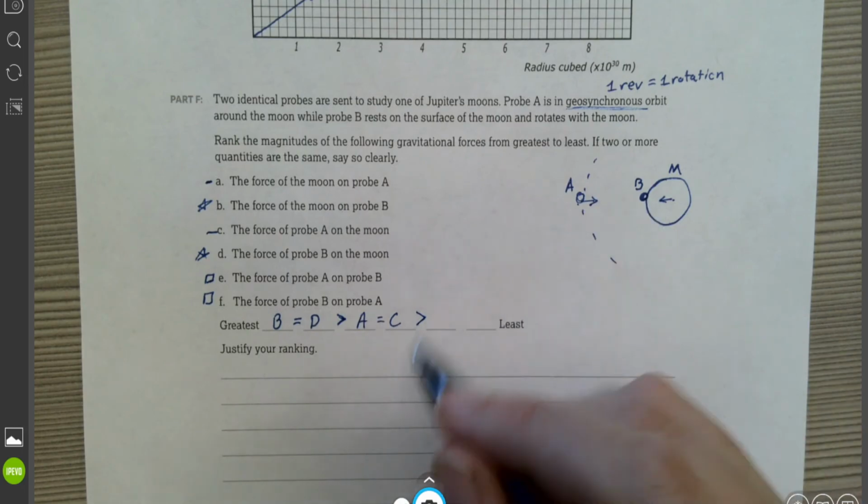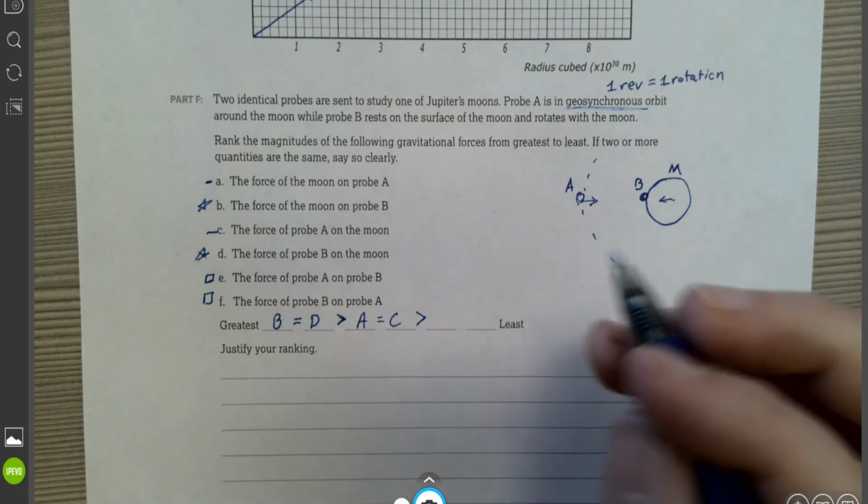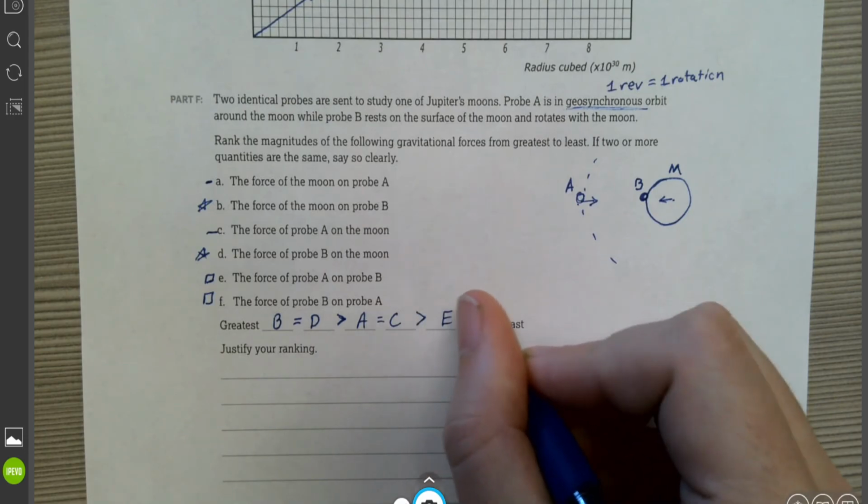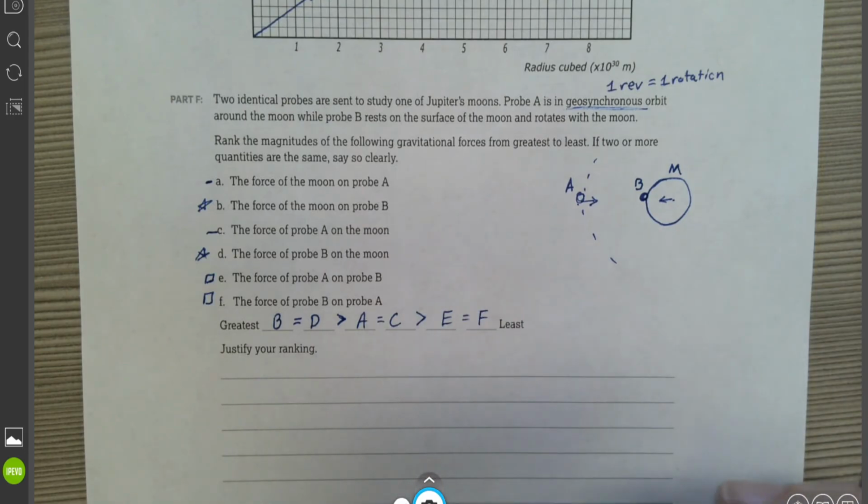So the least by default is going to be E and F. Those are both going to be the weakest, and those two forces are going to be equal to each other by Newton's third law pair.